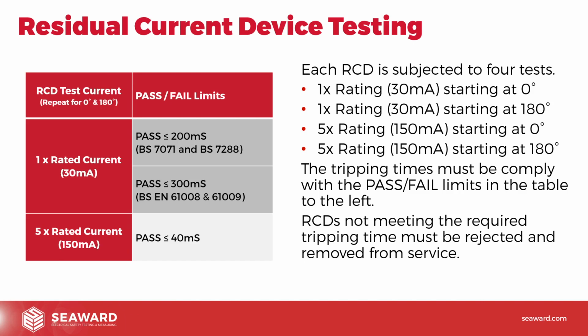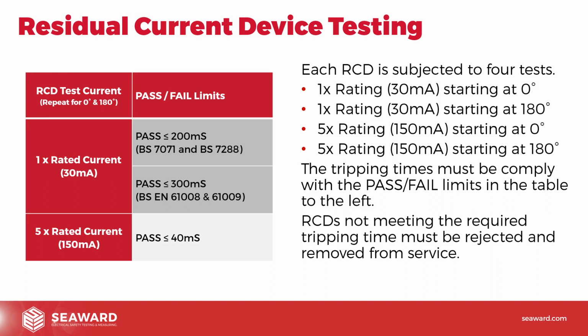So what we're looking for at the 5 times tests is an operating time, a tripping time, of less than or equal to 40 milliseconds. For the 5 times test, it's got to operate within 40 milliseconds. And that 40 milliseconds is actually 2 waveforms at 50 hertz, so that's where it comes from. Effectively, we're saying within 2 AC waveforms of the mains supply, that RCD should have operated, tripped off, and disconnected that supply for you.